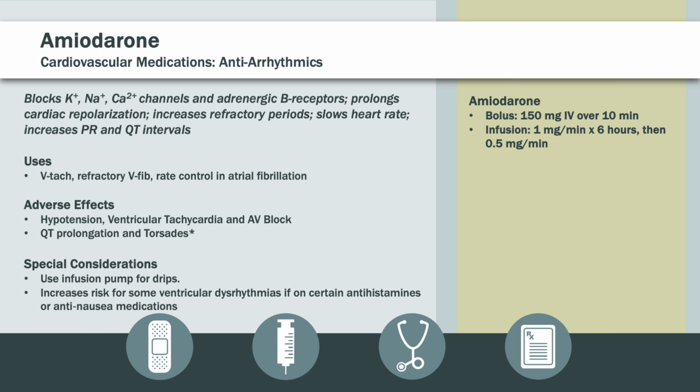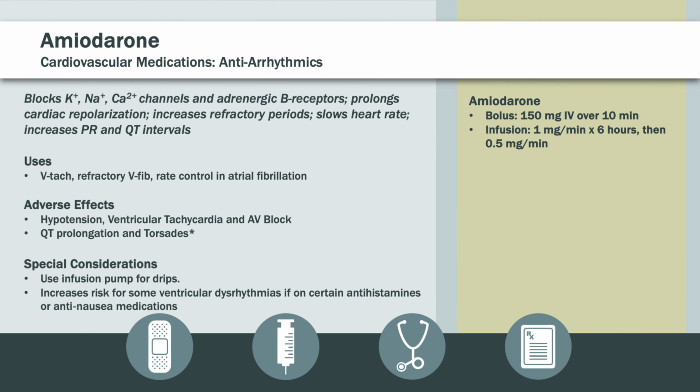Drug interactions are an important consideration. Amiodarone increases the risk of ventricular dysrhythmias when combined with other QT prolonging medications, including certain antihistamines and antiemetics. In critically ill patients who are already on multiple medications, this cumulative effect matters.